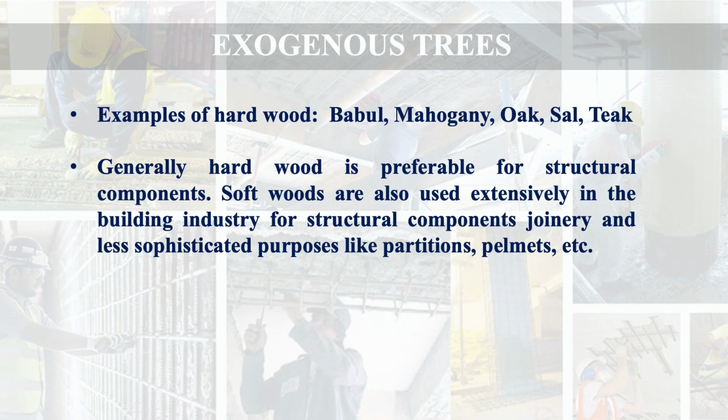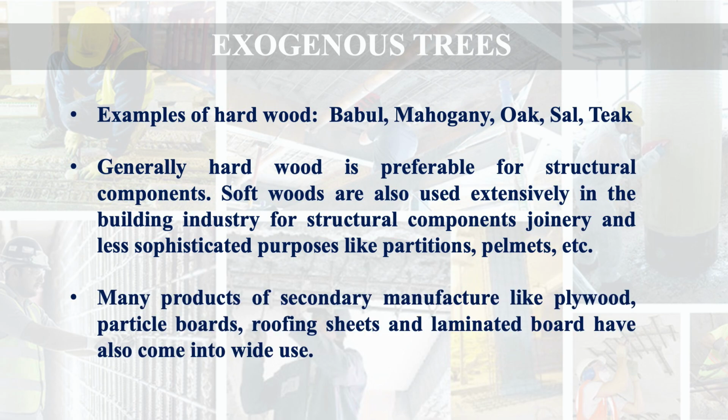Generally, hardwood is preferable for structural components. Softwood is also used extensively in the building industry for structural components, joinery and less sophisticated purposes like partitions, pelmets, etc. Many products of secondary manufacture like plywood, particle boards, roofing sheets and laminated boards have also come into wide use. So these are the secondary materials which are made of wood.